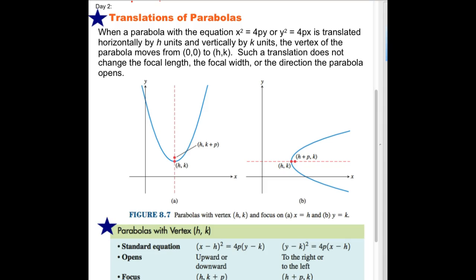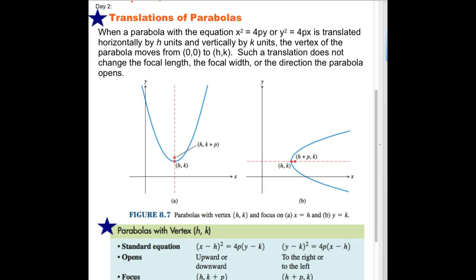That kind of thing. It says when a parabola with the equation x squared equals 4py or y squared equals 4px is translated horizontally h units and vertically by k units, the vertex of the parabola moves from the origin to (h, k). Such a translation does not change the focal length, the focal width, or the direction of the parabola, whether it opens up or down, left or right.